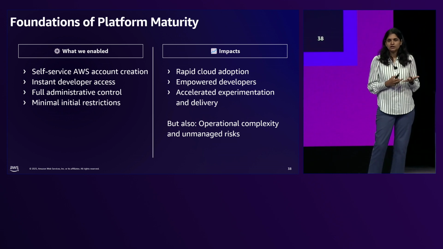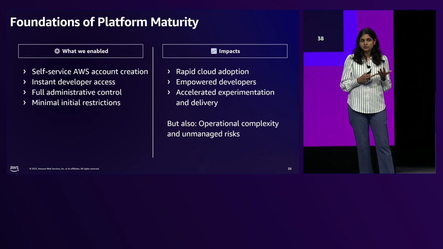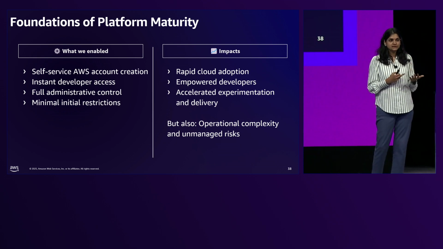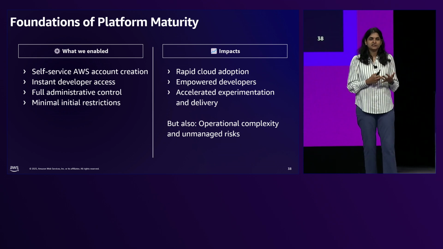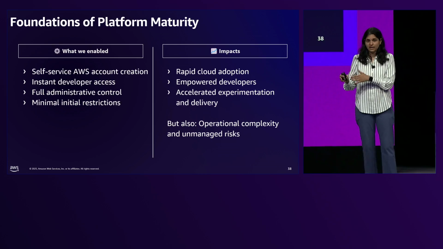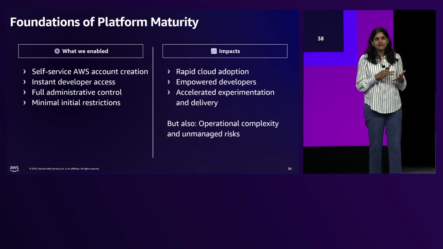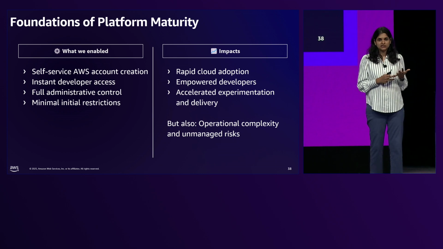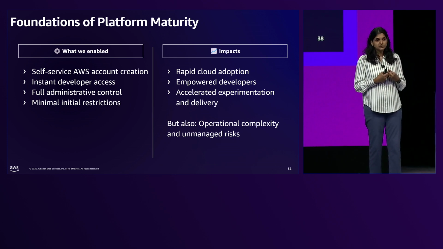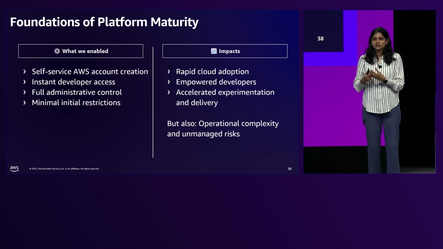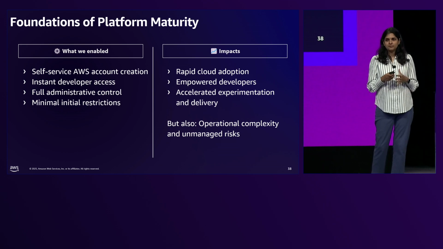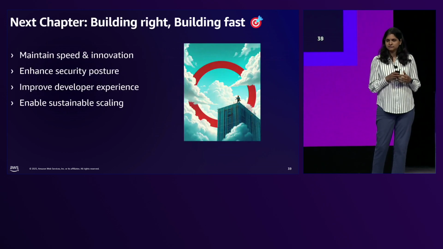What we enabled was faster iterations through self-service. We enabled quickly deploying resources. We enabled full AWS catalog and unrestricted innovation. The impact of that was we were able to onboard teams and developers very quickly. We were having accelerated experimentation and delivery through self-service. And most importantly, we got developer confidence. But that also brought operational complexity and unmanaged risks.